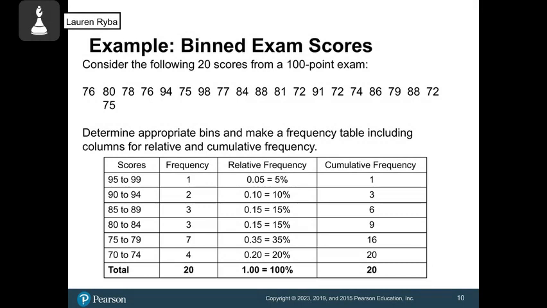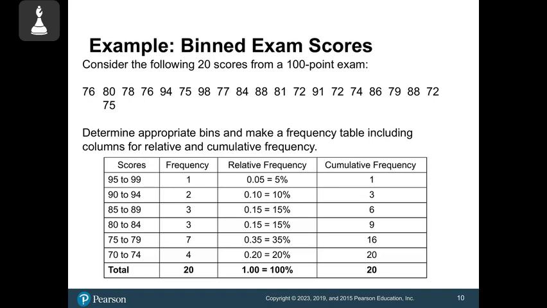The following data is much more spread than our DICE data. Our DICE data was just the numbers 1 through 6. Here we're looking at 20 scores on an exam, so there's going to be a lot more spread of those scores. So what we can do is group scores together. And we have to make sure those groups are exactly the same width.